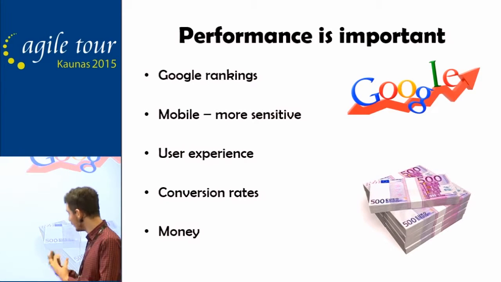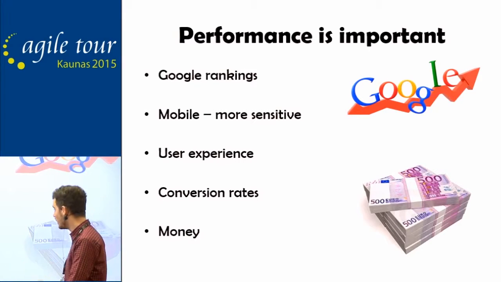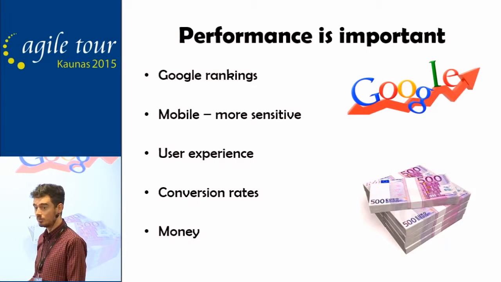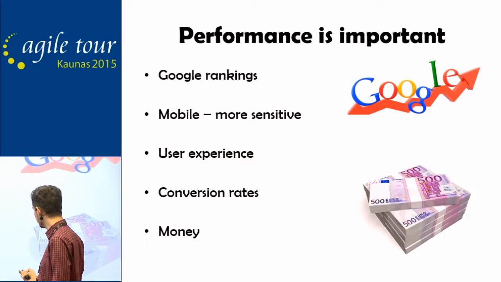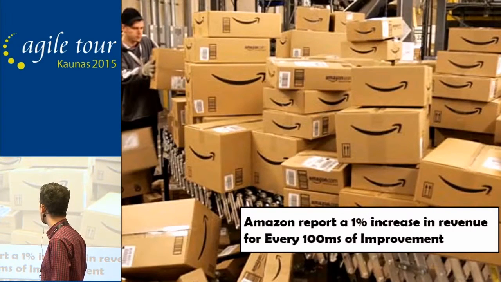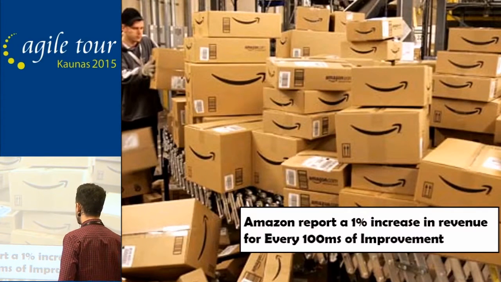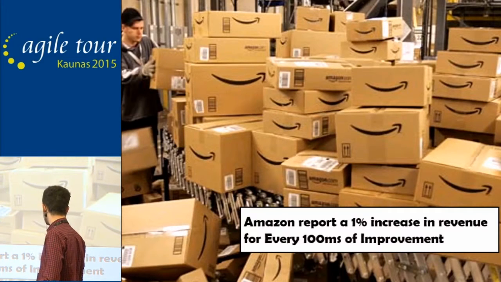Companies want to make money. We want to make money. The more we convert, the more we sell, the more money we get as a company. And so this was the point I was alluding to there. Amazon report a 1% increase in revenue for every 100 milliseconds of improvement.